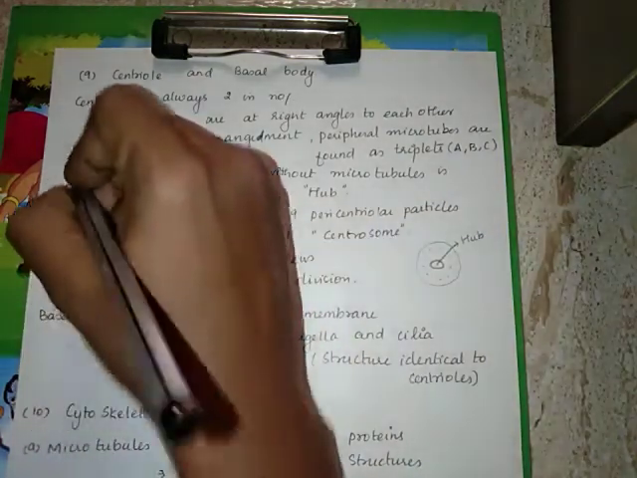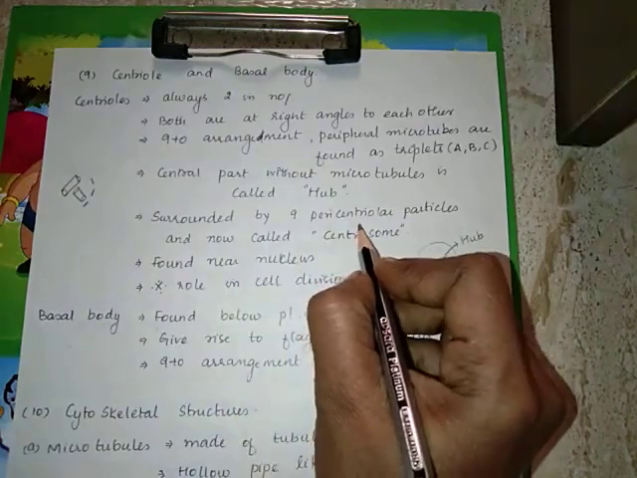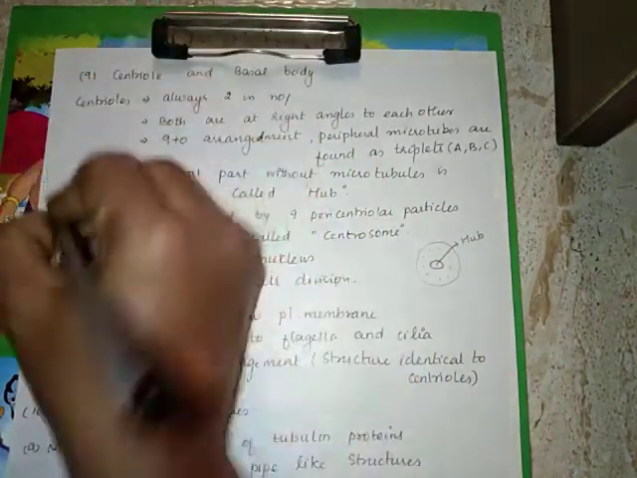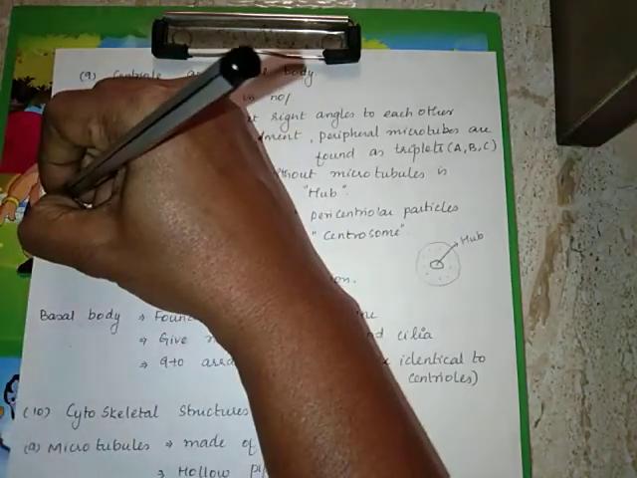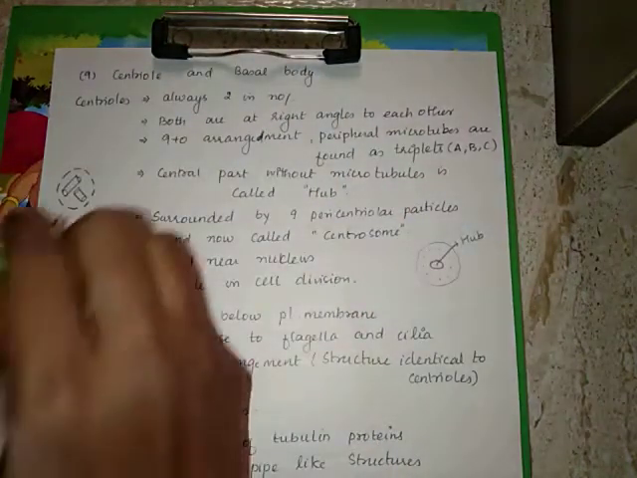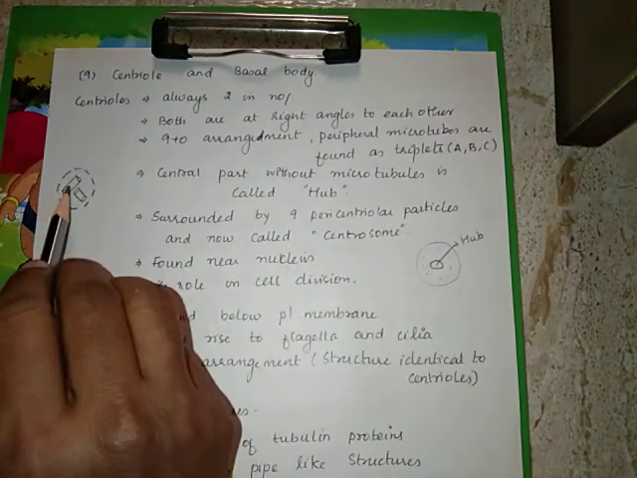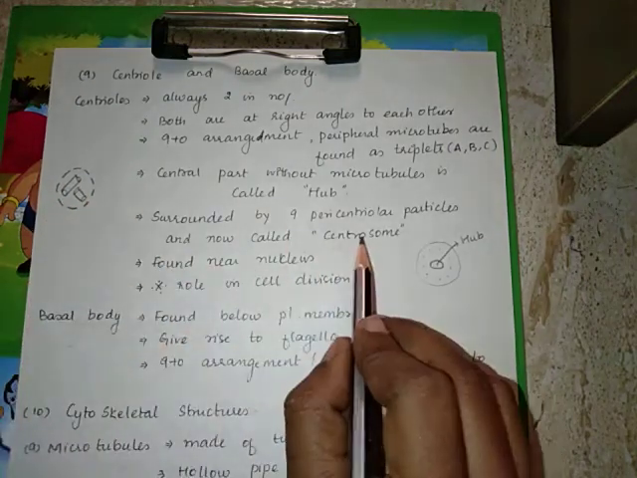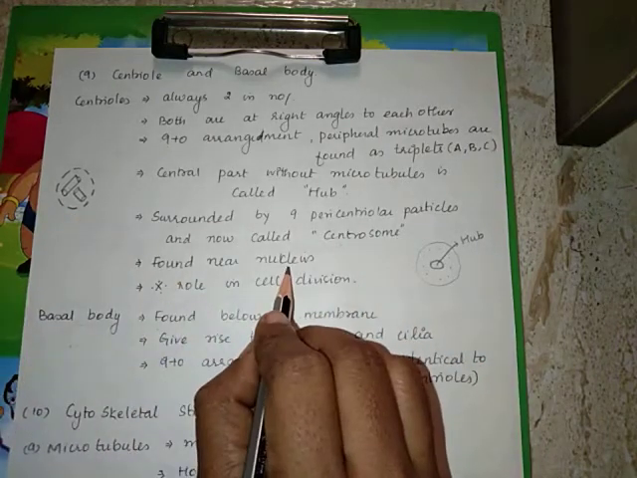Now these centrioles will be surrounded by 9 pericentriolar particles. Pericentriolar particles are also microtubular structures, but they are going to be 9 in number and they are going to surround the centrioles. This complete structure is called the centrosome. So centriole with pericentriolar particles is called the centrosome. And centrosomes are always near the nucleus.